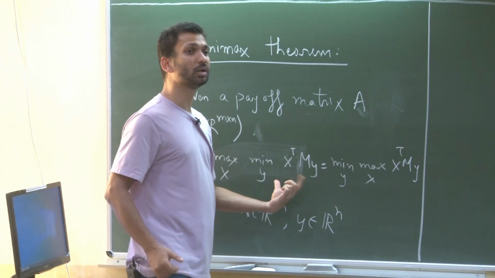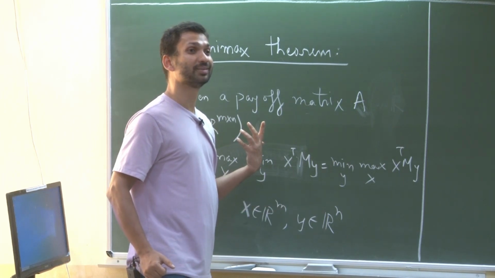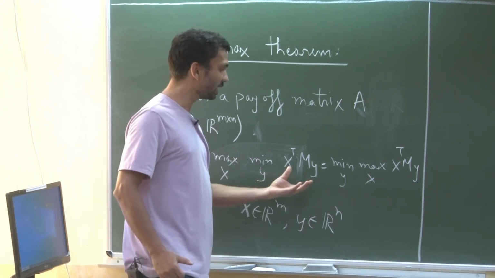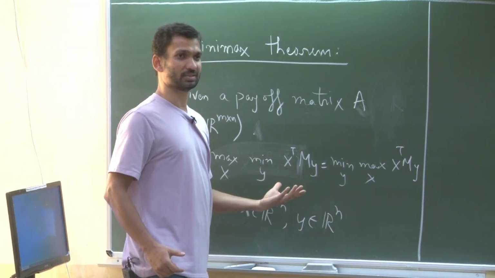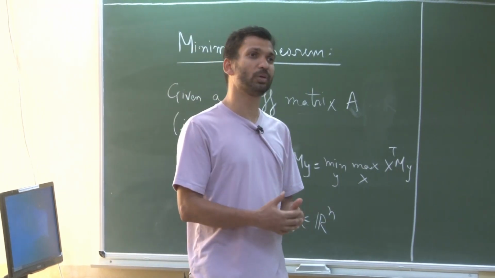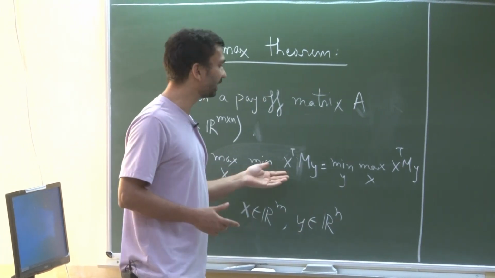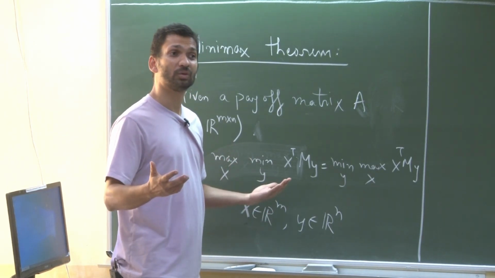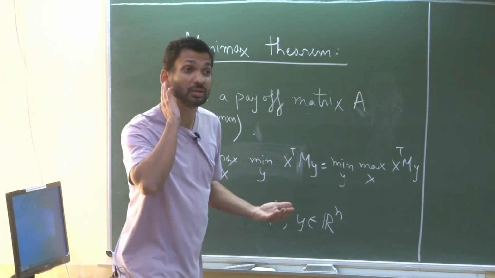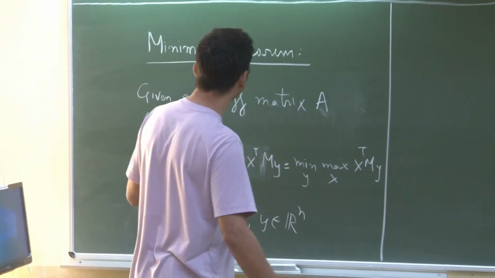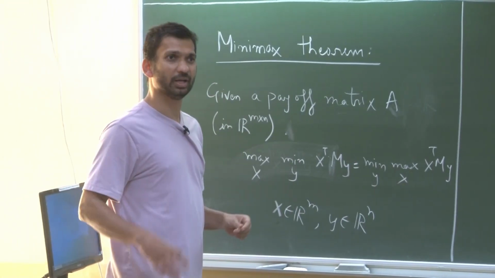And this is called the Nash equilibrium, as in A Beautiful Mind. So this shows that a Nash equilibrium also always exists in two-player zero-sum games, and it's a direct, in some sense, corollary of what? Strong duality.